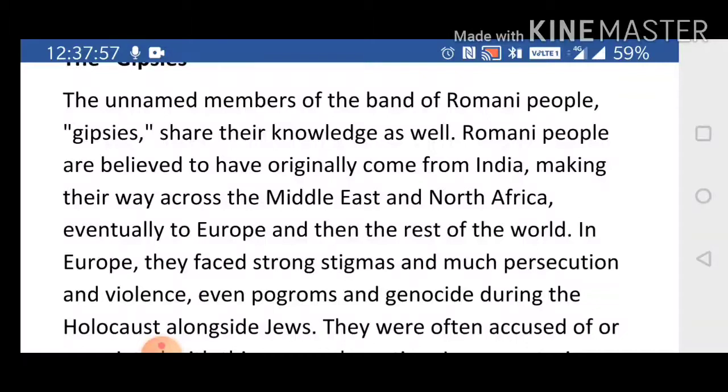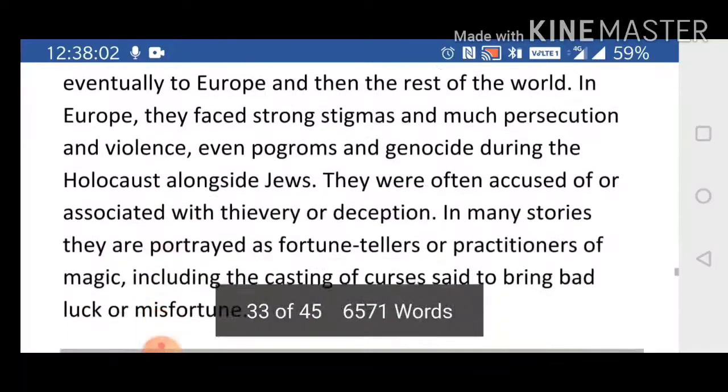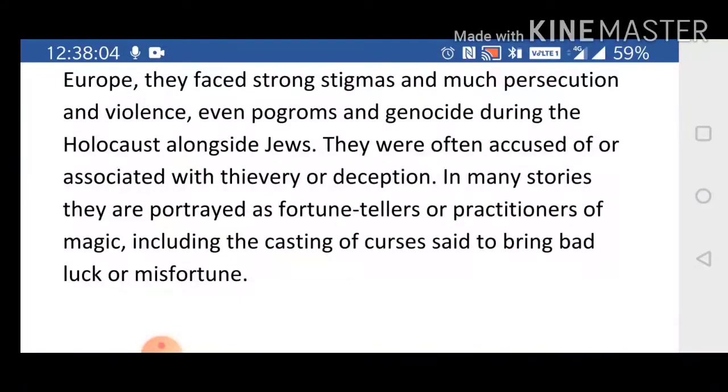In Europe, they faced strong stigmas and much persecution and violence, even pogroms and genocide during the Holocaust alongside Jews. They were often accused of or associated with thievery or deception. Thievery means stealing, and deception means fooling people. In many stories, they are portrayed as fortune tellers or practitioners of magic, including the casting of curses said to bring bad luck or misfortune.